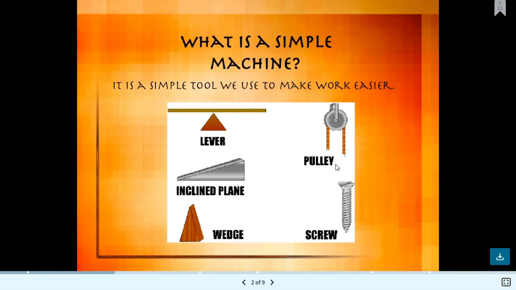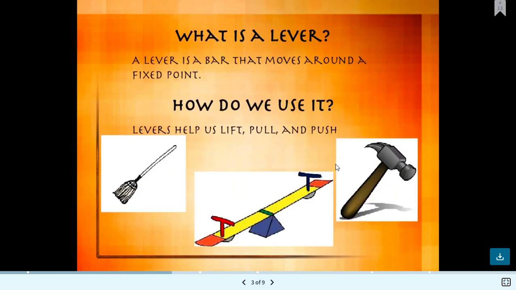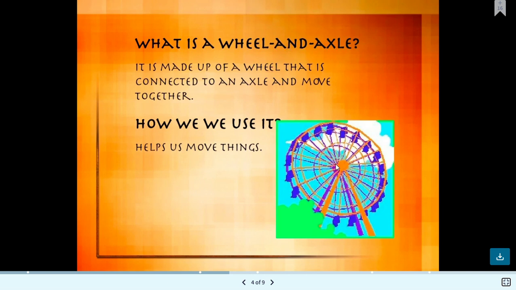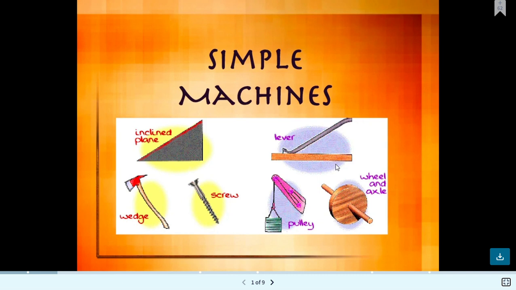So, as we saw, what is a simple machine? It's a simple tool which is used for making work easier. If we want to make our work easier, then we use these simple machines. Now, the second type of machine is a complex machine. A complex machine has many parts which carry out many processes for completing a single task, and they are called complex machines.